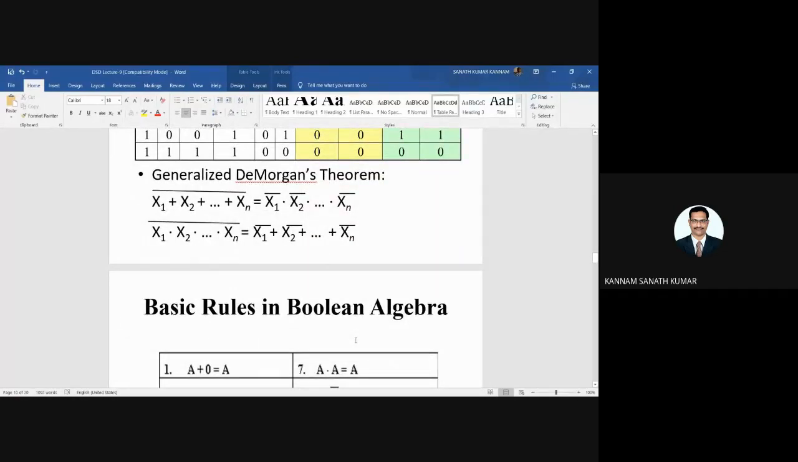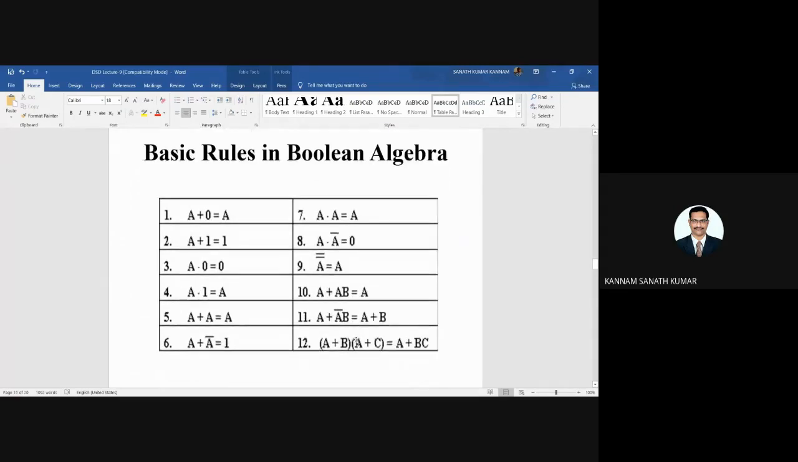Some basic Boolean algebra laws are the basic rules in Boolean algebra. A plus 0 equals what? A. When you add 0 to any input, you get the same input. A plus 1 equals what? 1. When you add 1 to any input, you get output 1. A into 0 equals 0. When you multiply 0 with any input, you get 0. A into 1 is how much? A. When you multiply 1 with any input, you get the input itself.